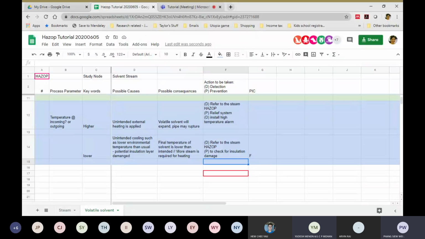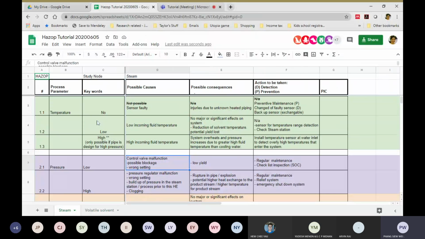Yeah, so this one can apply for the steam as well. For those who say low temperature, it could be due to low incoming fluid, or it could be damage with the insulation layer. Okay. So then you can.